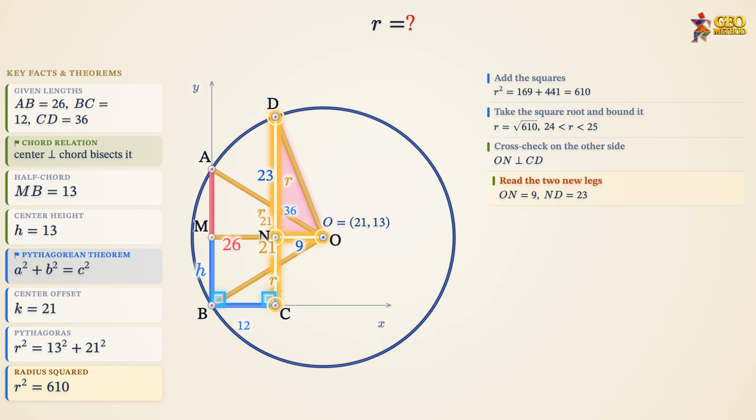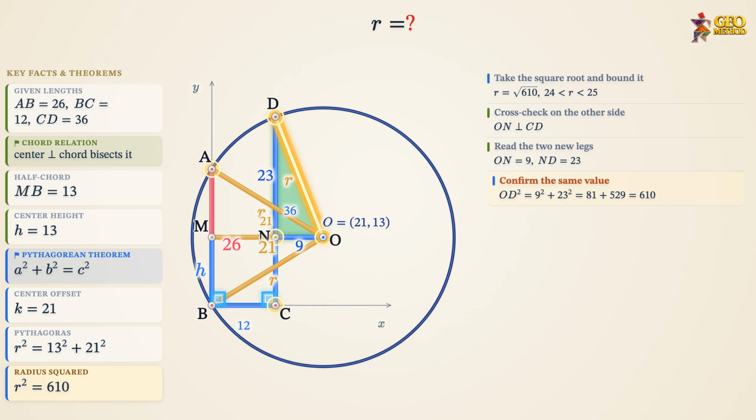Since k equals 21 and the line CD is at x equals 12, segment ON is 21 minus 12, or 9. Since h equals 13 and D is at height 36, segment ND is 36 minus 13, or 23. Now apply Pythagoras again. The alternative method gives R squared equals segment OD squared equals 9 squared plus 23 squared, which is 81 plus 529, again 610. So both triangles give the same radius.